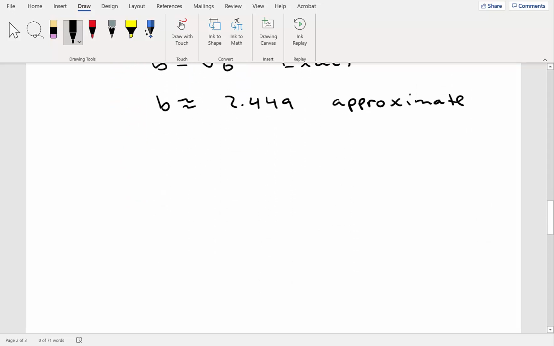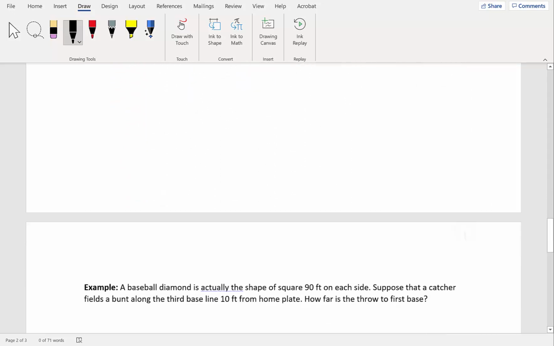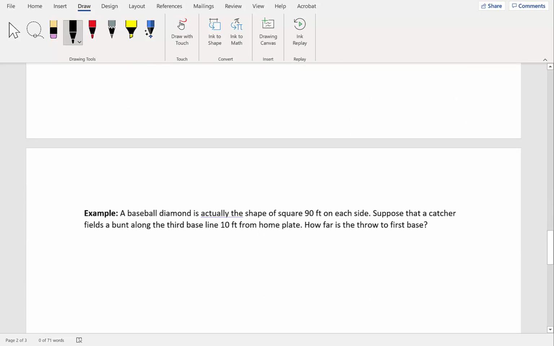Now let's take a look at one last problem. Application problem now. So we're given a baseball diamond is actually the shape of a square, 90 feet on each side. Suppose a catcher fields a bunt along the third baseline 10 feet from home plate. How far is the throw to first base?